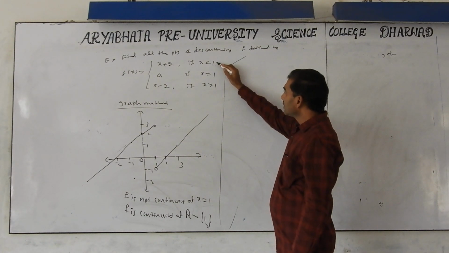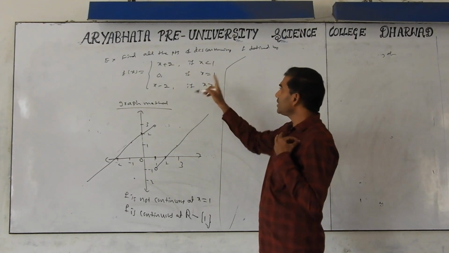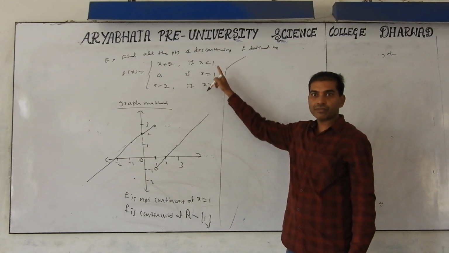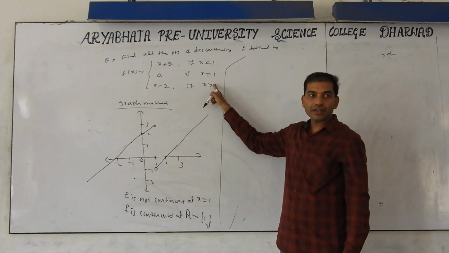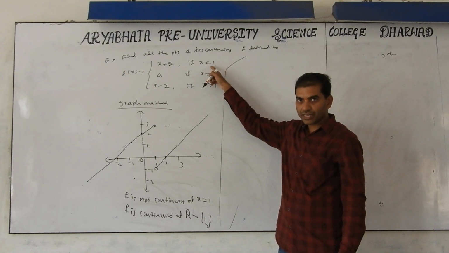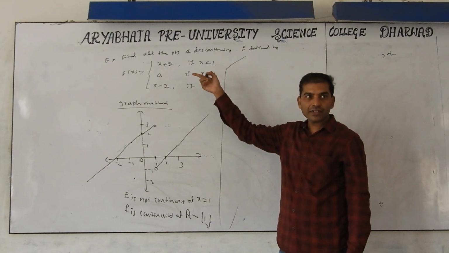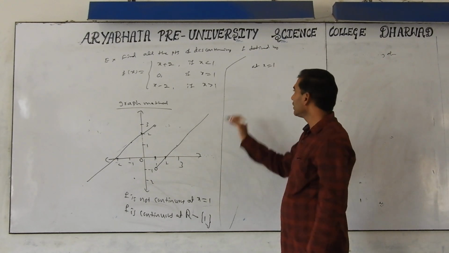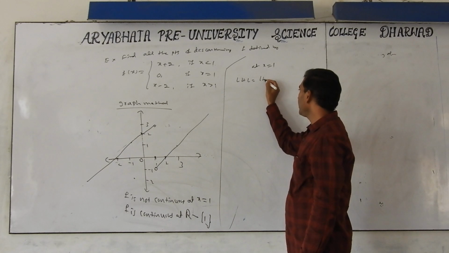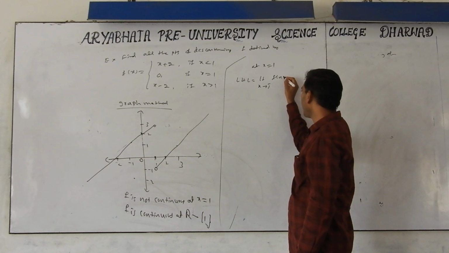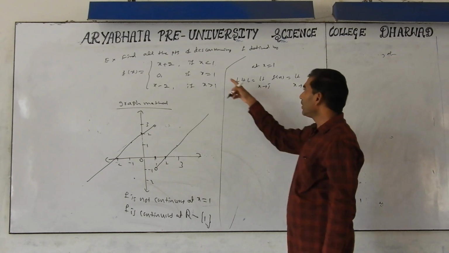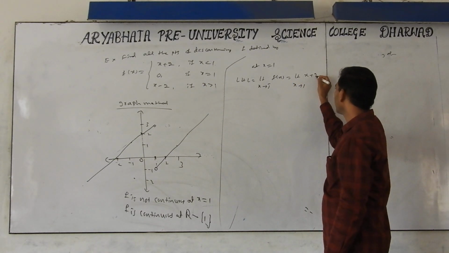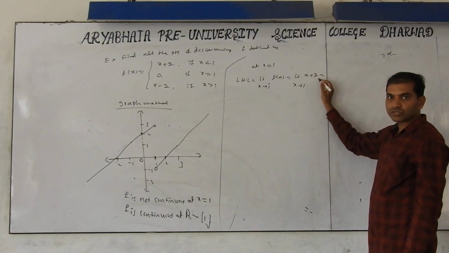By seeing this function, it's changing at what point? 1. So we should find the limit at 1. It's a changing function, so we should find the left limit and right limit. First, let's discuss the continuity at x equal to 1. Left limit LHL: limit x tends to 1 minus f of x. 1 minus means below 1, which is x plus 2. Put x equal to 1 here: 1 plus 2 is 3.